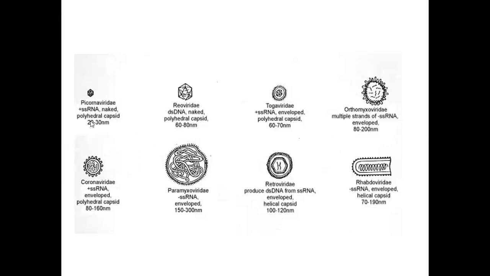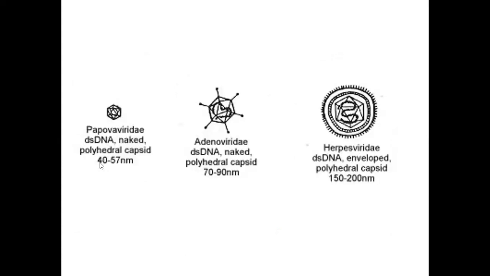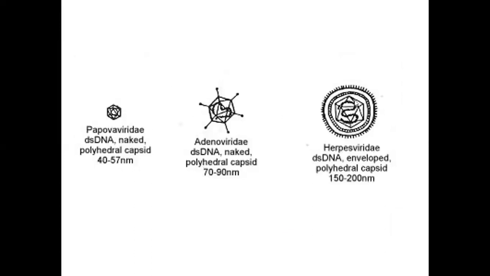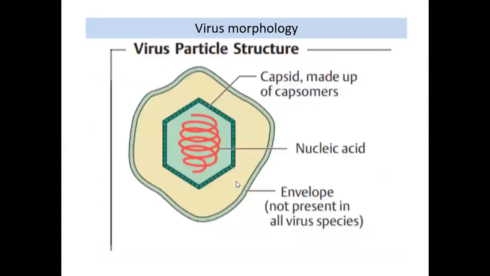Look at this picture here. Here we can see cubical, icosahedral viruses and helical viruses. Cubical, like icosahedral. Examples are Parvoviridae, Adenoviridae, Herpesviridae.